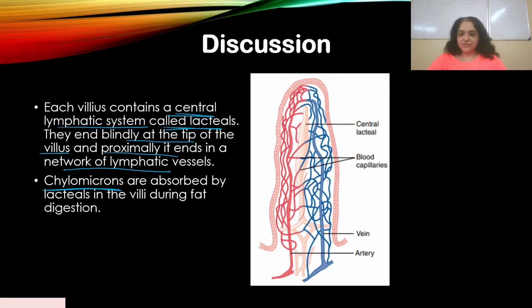So here you have a nice structure over here. See the central lacteal over here? It's pointing over here. And you have your blood capillaries, you have your artery, vein, and over here, see it. There's a blind tip over here. And then proximally, it ends in lymphatic vessels. There's a blind tip over here. And this is the central lacteal. This whole thing is the villi that you see outside. This whole thing is the villi.